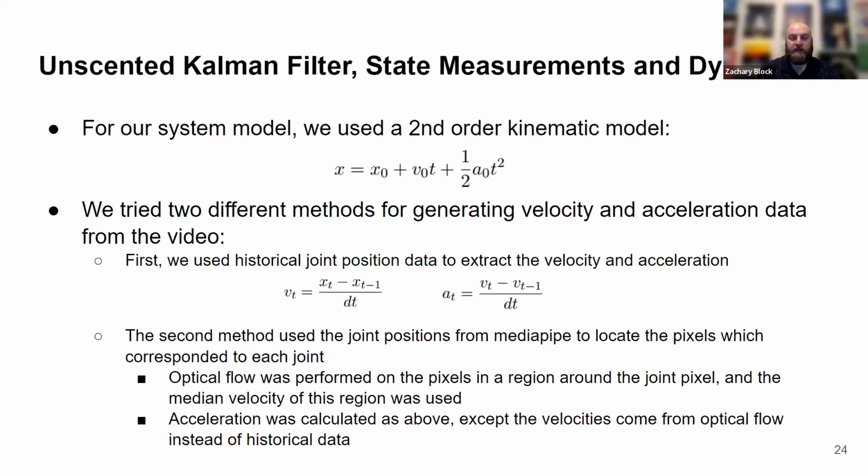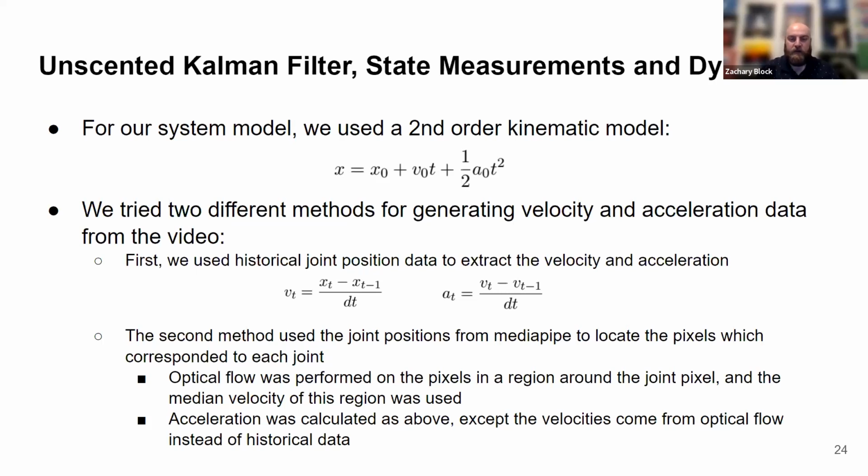While Mediapipe provides the position of the shoulder, we need a way to get the velocity and acceleration of the shoulder as well. For this, we tried two different methods. The first involves comparing the position of the shoulder in subsequent frames to calculate both velocity and acceleration. The second method uses optical flow to calculate the velocity of pixels in a region around the joint. This velocity is then used to calculate acceleration in a similar manner to the first method.